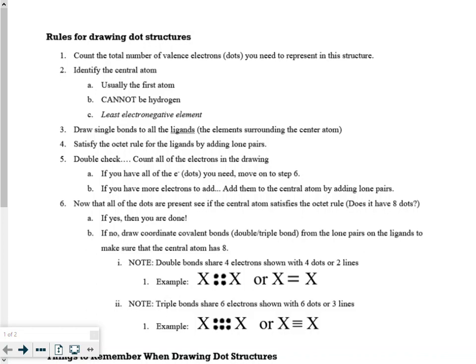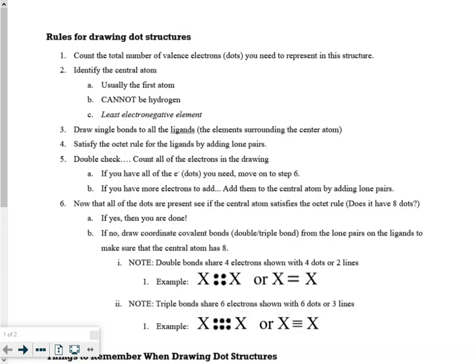You also need to refer to the periodic table because we have to start off with the first rule here, which is counting the total number of valence electrons. So, counting the total number of valence electrons, you're going to flip your paper over. We're going to work on the examples, and I'm going to flip back and forth and show you the rules so you don't have to keep flipping yourself.